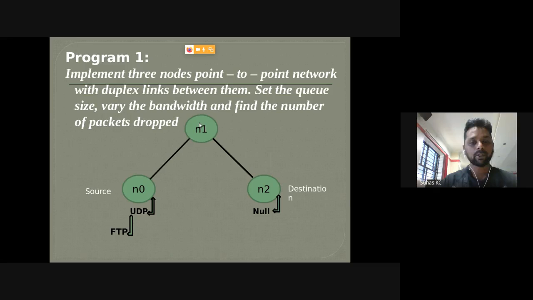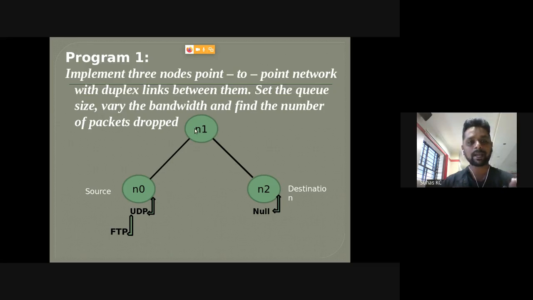Here you need to create three nodes. Point-to-point indicates a dedicated link will be established between two nodes, from N0 to N1 and N1 to N2, and you need to create the duplex link between N0 and N1, and N1 and N2. In this, I take N0 as the source node and N2 as the destination node. Here they ask to set the queue size, vary the bandwidth, and find the number of packets dropped.